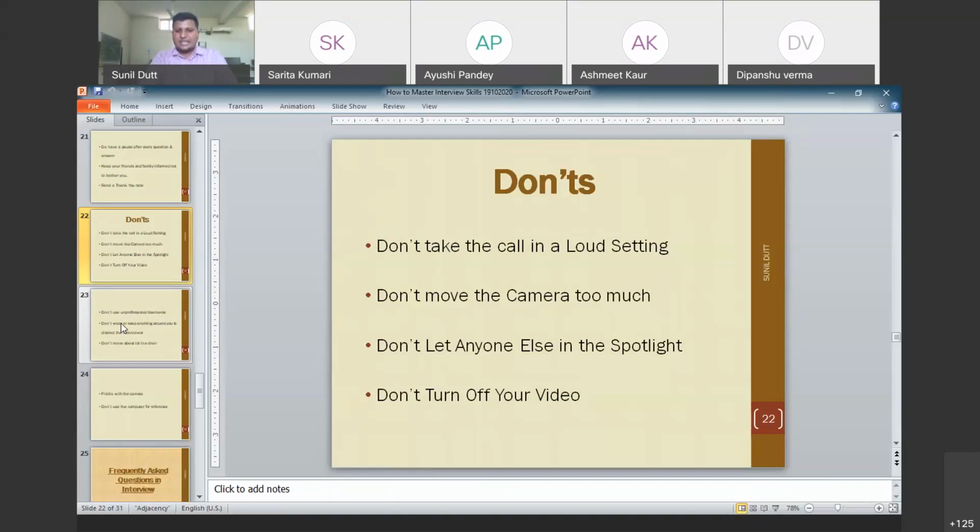Don't let anyone else in the spotlight. You are the hero of that segment. So be yourself. Don't let everybody trample into your space. Don't turn off your video. Many a time, rather everyone, is not quite comfortable seeing themselves on the screen. So practice this beforehand, so that you are comfortable while seeing yourself as well as the interviewer.